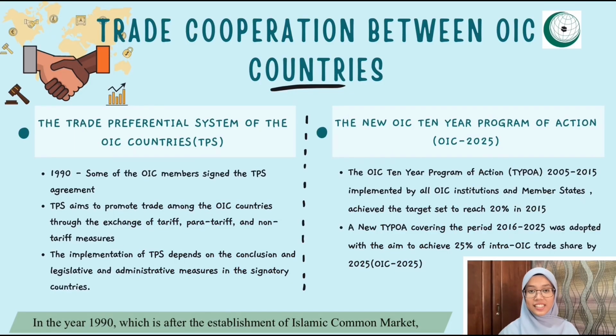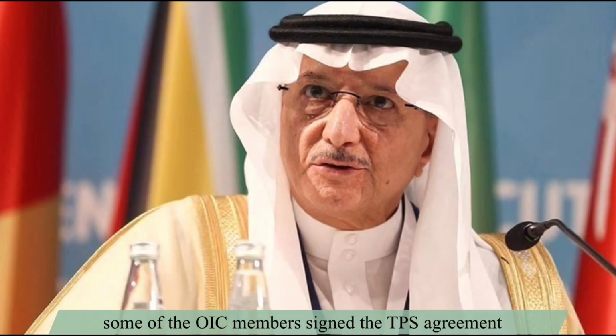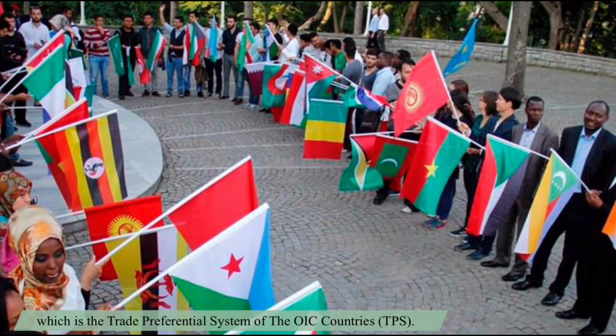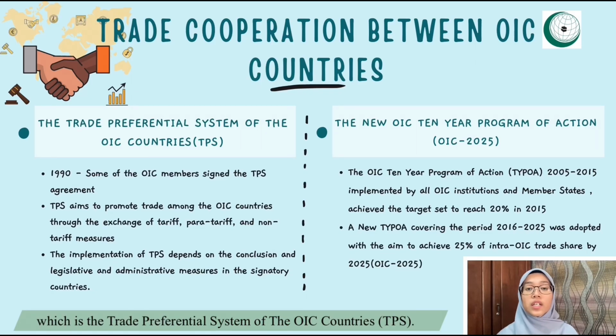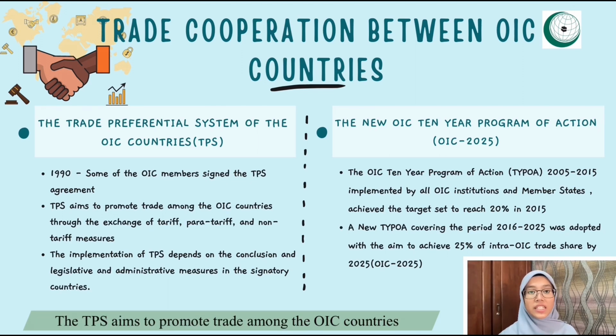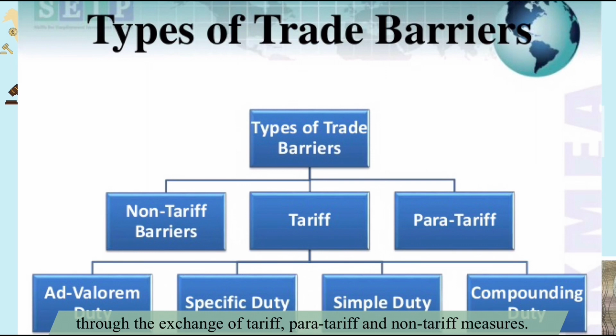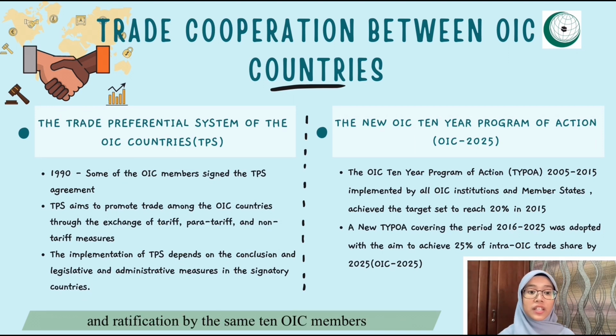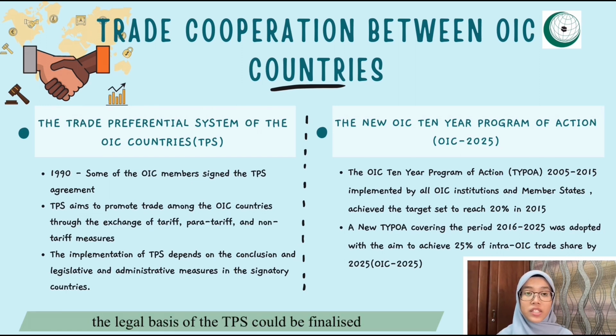In the year 1990, which is after the establishment of the Islamic Common Market, some of the OIC members signed the TPS agreement, which is the Trade Preferential System of the OIC countries. The TPS aims to promote trade among the OIC countries through the exchange of tariff, para-tariff and non-tariff measures. It consists of 3 different agreements, and only after their signing and ratification by at least 10 OIC members could the legal basis of the TPS be finalized.